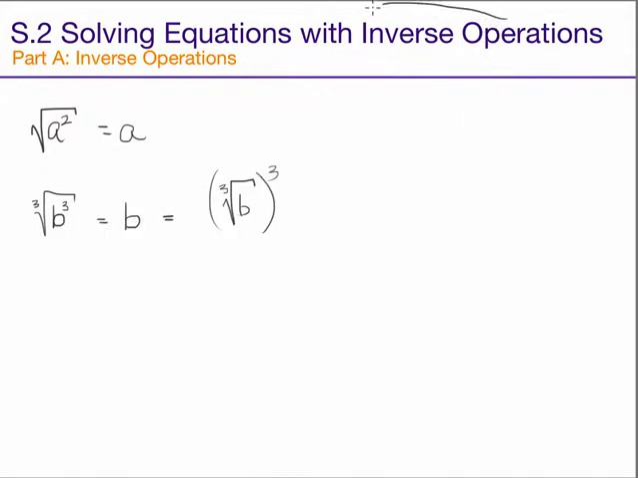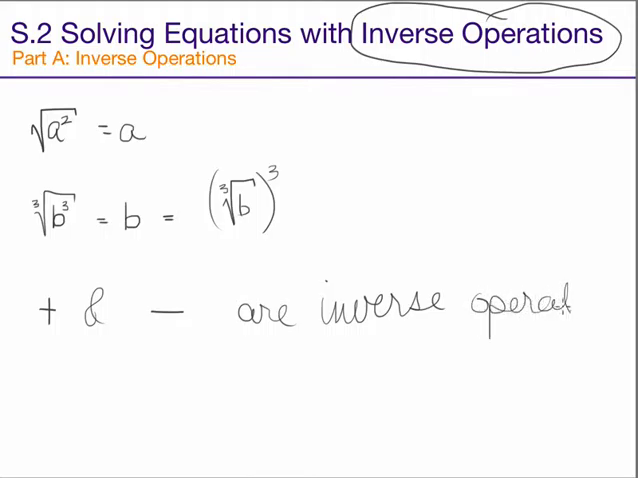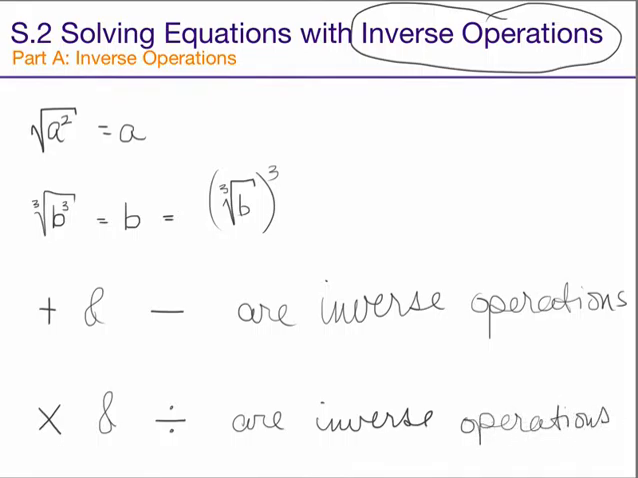I also said that what this is called is inverse operations. Operations doing something to a number that undo each other are called inverse operations. The thing is, squaring and unsquaring, cubing and uncubing are not the only inverse operations. Since subtraction undoes addition, addition and subtraction are inverse operations. What undoes multiplication? Division. So multiplication and division are inverse operations. Any two operations that have the opposite effect, that undo each other, are inverse operations.